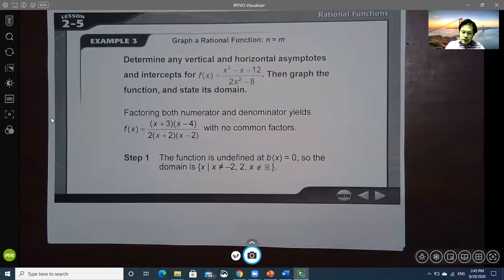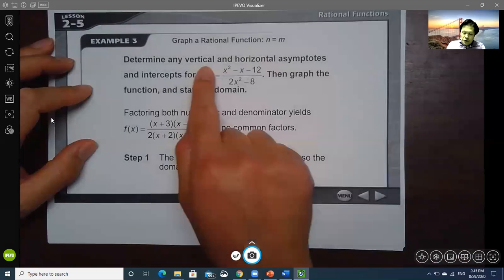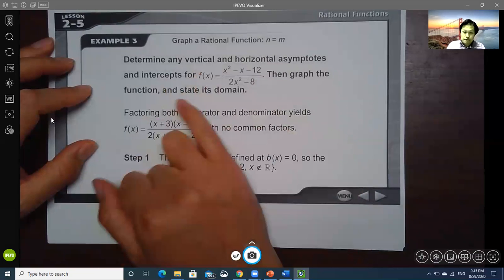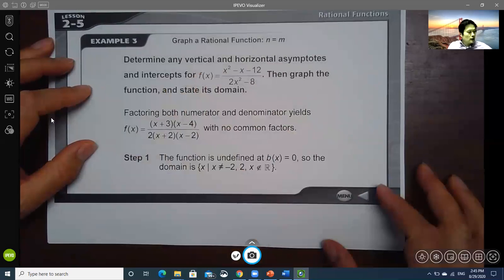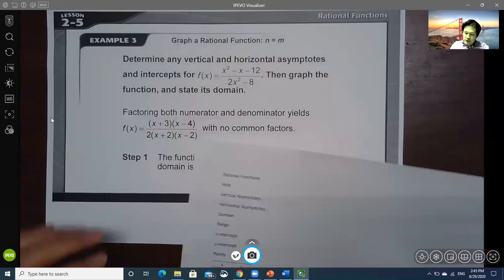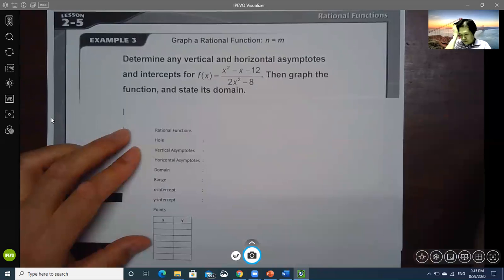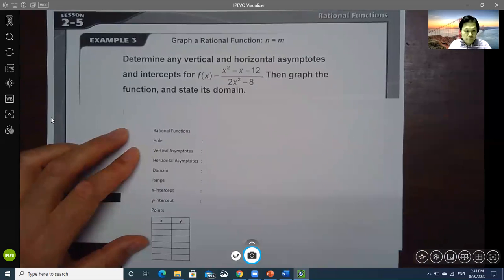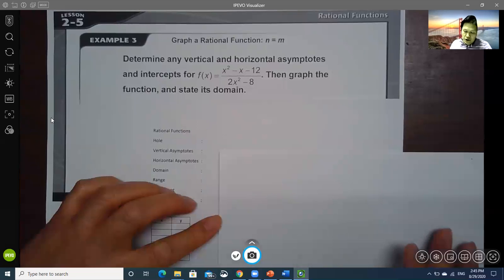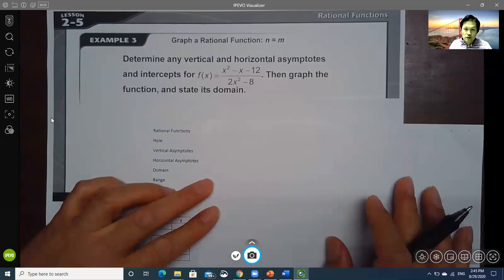Example 3. Find the vertical asymptote, horizontal asymptote, and intercepts, then graph the function. State the domain. Okay. So you need to factor. You need to factor the denominator and numerator.